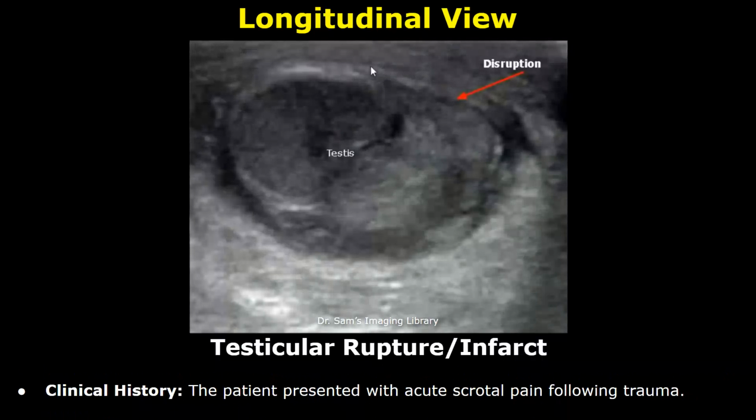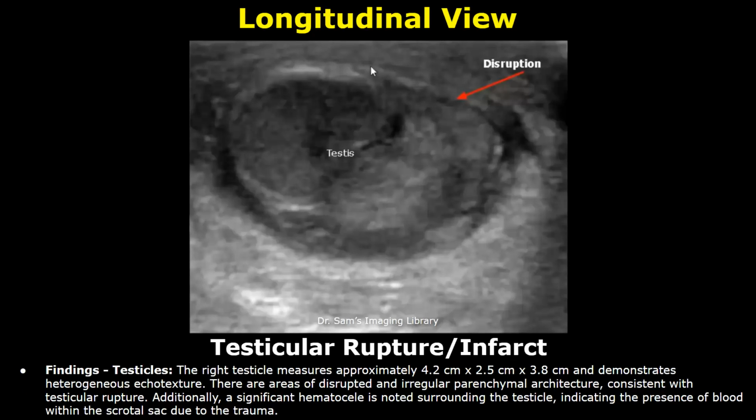This is a case of testicular rupture or infarct. The patient presented with acute scrotal pain following trauma. The right testicle demonstrates heterogeneous echo texture. There are areas of disrupted and irregular parenchymal architecture consistent with testicular rupture. Additionally, a significant hematocele is noted surrounding the testicle, indicating the presence of blood within the scrotal sac due to the trauma.